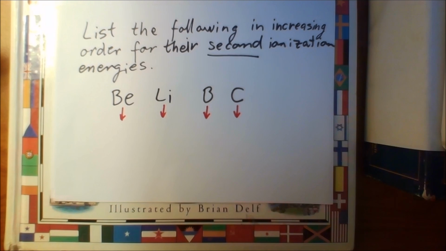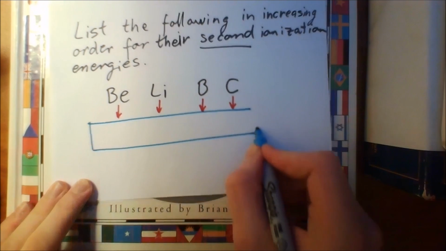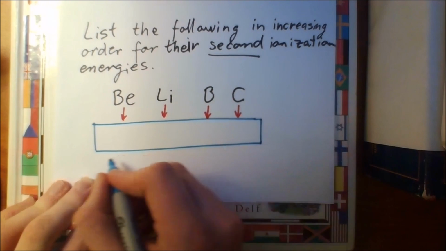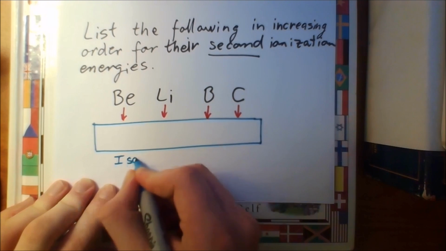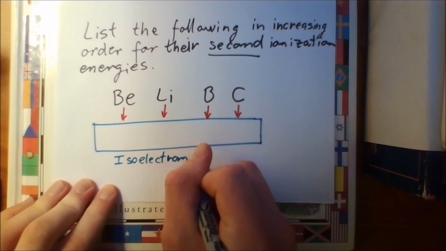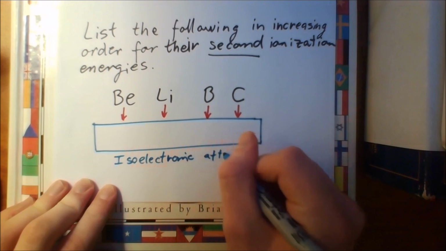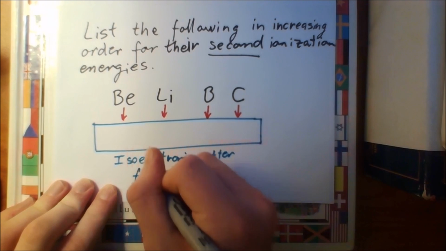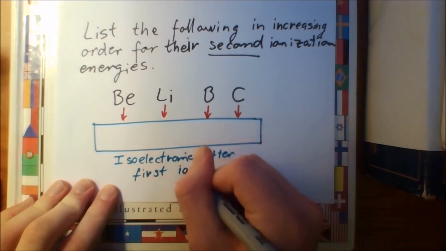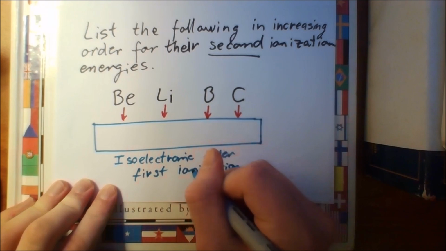So this row is going to be what these elements become isoelectronic with after the first ionization. So after we've already taken away the first electron.